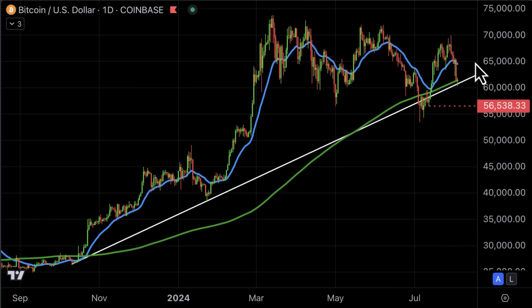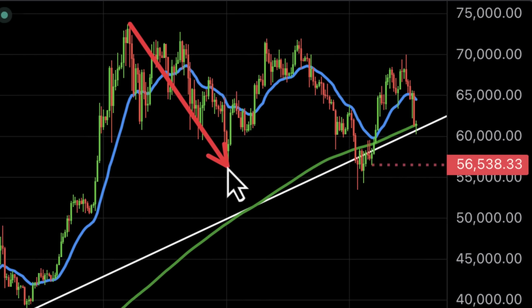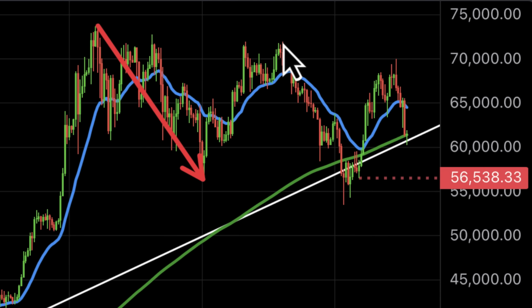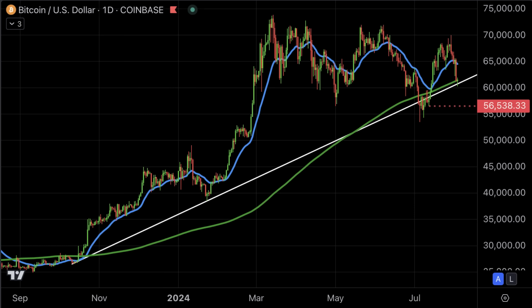Now, what is also interesting, by the way, guys, as I'm sure you know, is that this was an ABC correction, which by the way, we foresaw. So this was the likely A wave down. And then this was the 100% projection of the A wave from the top of the B wave. In fact, let me show you. You can actually do this yourself.